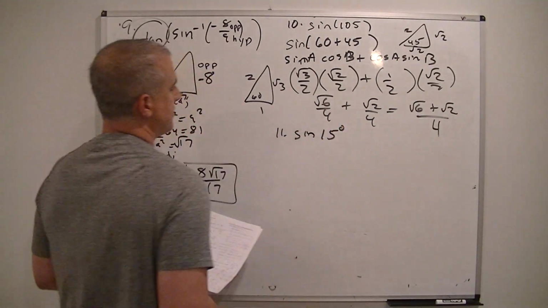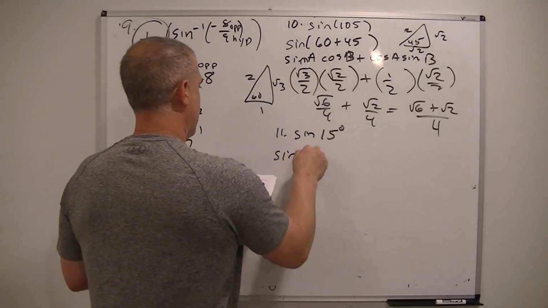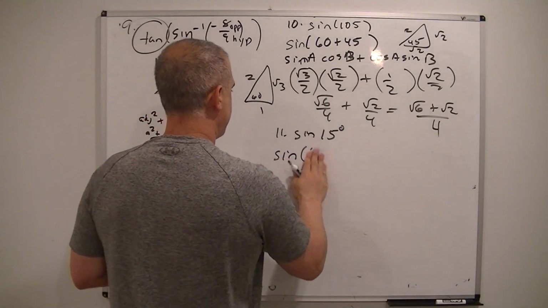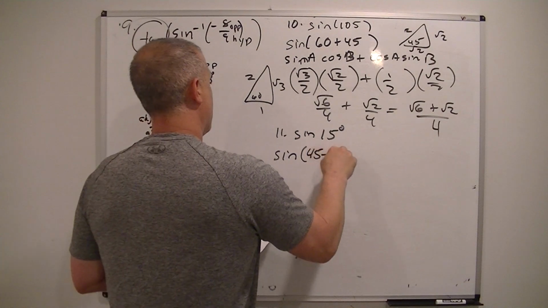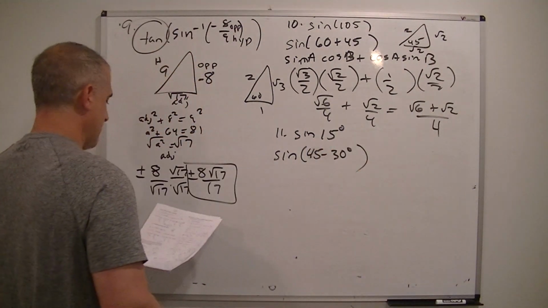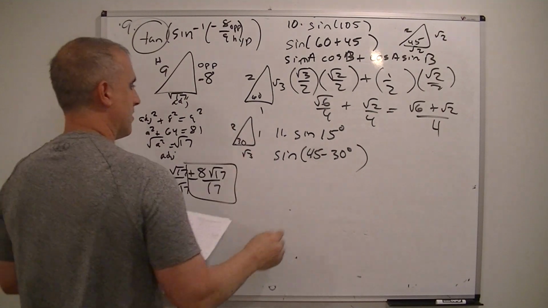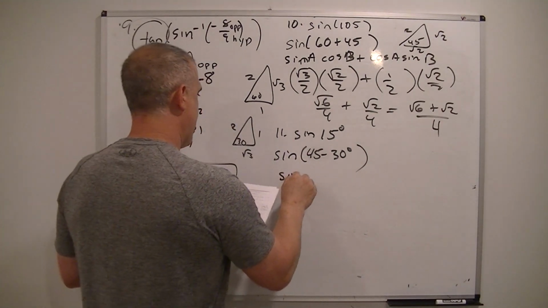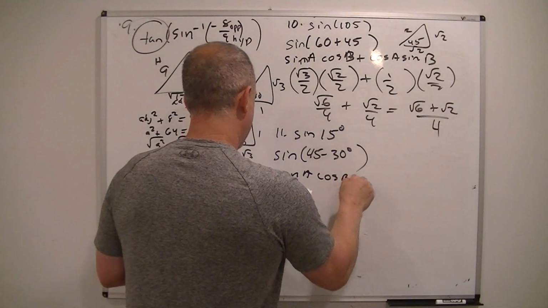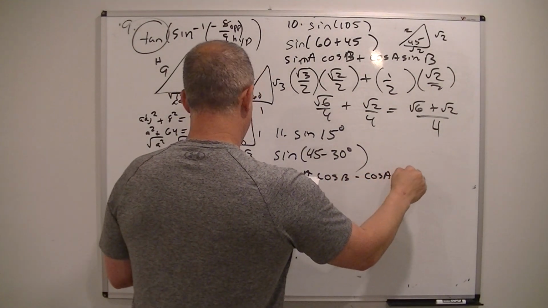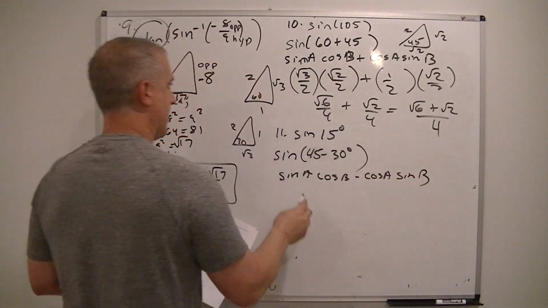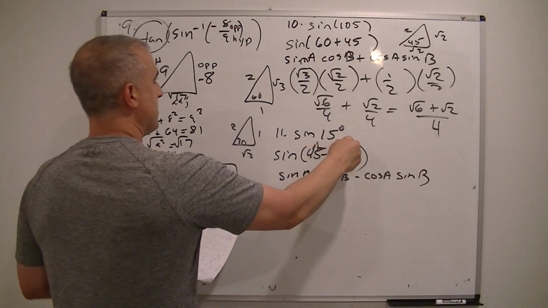Now, there's a lot of ways to do this. I would do this through a sum and difference. I would just do 45 minus 30. Okay, so our 30-degree triangle. Okay, that would be sine of A, cosine of B, minus cosine of A, sine of B. Okay, the sine of this would be A, this would be B.